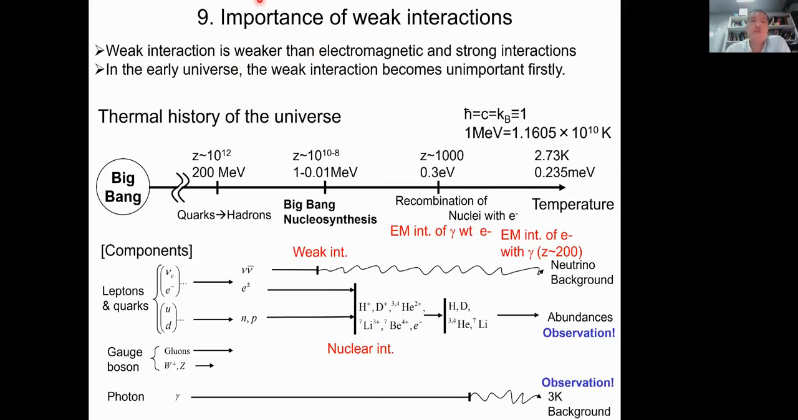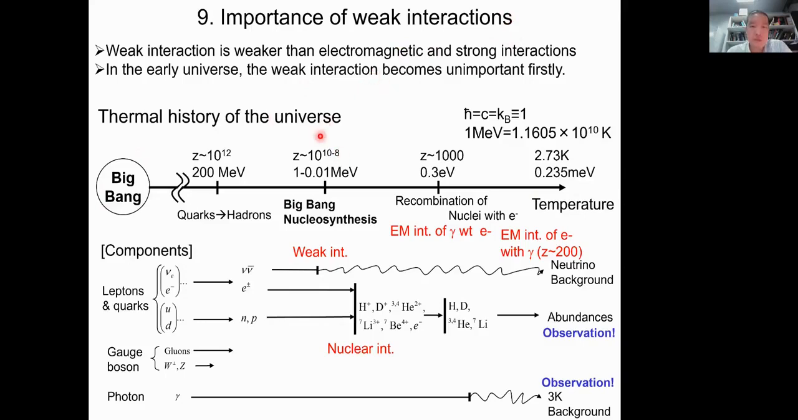So let's briefly mention the importance of weak interactions in our universe. Weak interaction is weaker than electromagnetic and strong interactions. Because of that, in the early universe, the weak interaction becomes unimportant firstly. This figure shows the thermal history of the universe. Starting from the hot and dense Big Bang, the universe expands and cools down. In the initial state, the density and temperature are large enough. So not only electromagnetic and strong interactions, but also weak interaction is fully operative.